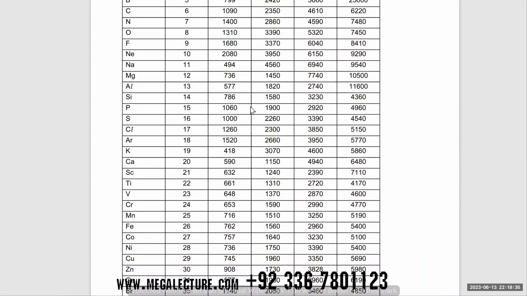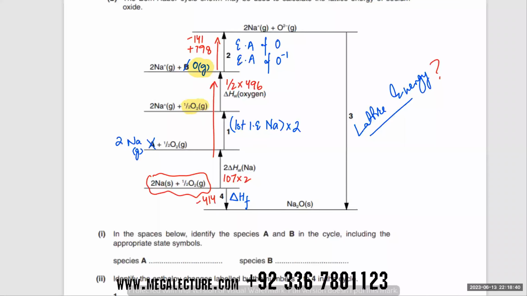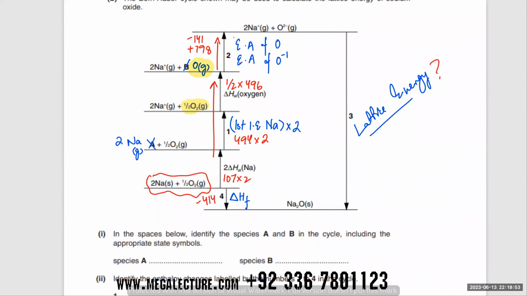So sodium's 494. That's over here. So this one is 494 times 2. The only thing that's left is to calculate the lattice energy. What is the rule that one path is equal to the other path? Here's your one path, and this side over here is your other path. You can just equate them, and basically this arrow goes in the opposite direction.